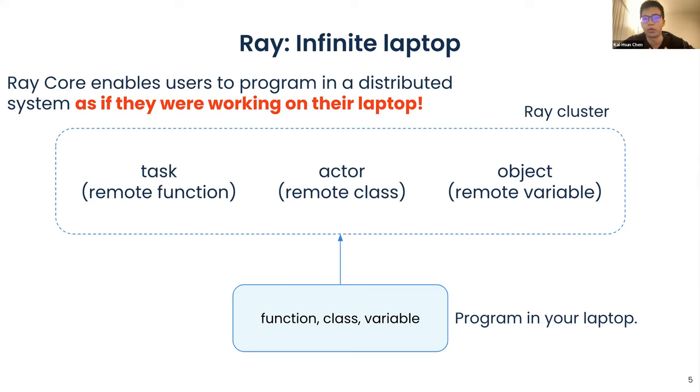And then the Ray abstraction is very different. Unlike most distributed systems, where the abstraction is designed for a specific kind of workload, for example Spark. Spark has DataFrame and Dataset, and the abstraction is mainly for data processing. And then for Ray, we have a one-to-one mapping for the programming elements. We have a task. A task is a remote function. And the actor is a remote class. And an object is a remote variable. So you just need to add an annotation on your Python script, and then you can convert your Python script to the distributed version. And you don't need to really understand the distributed system.